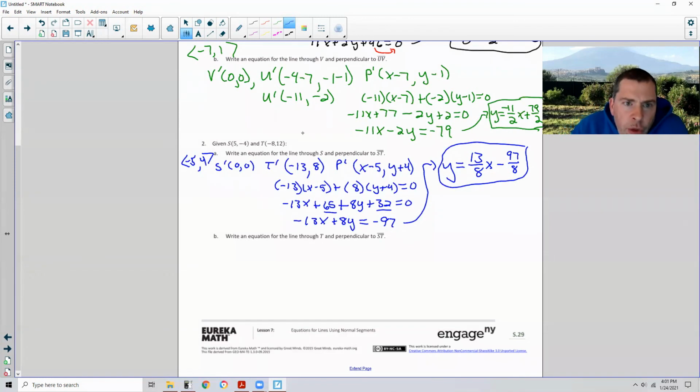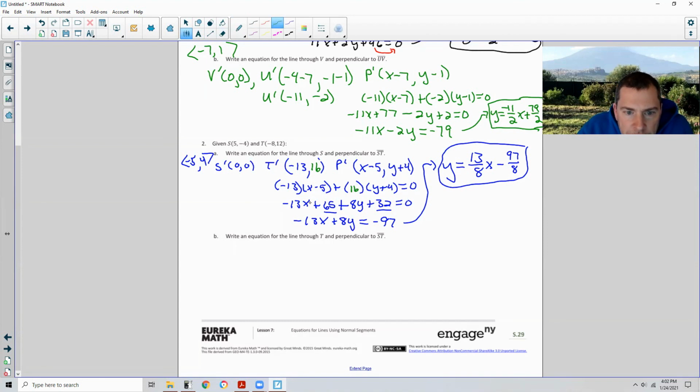Okay, and as always, I'll review my work, and unfortunately, I made a mistake here. So I want to subtract 5 and add 4. Subtracting 5 from negative 8 gives me negative 13, but adding 4 to 12 does not give me 8, it gives me 16. So I'm going to put my error in green. So that's going to be negative 13 and 16. x minus 5, y plus 4 is correct. So this is going to give me negative 13 times x minus 5 plus, this is not 8, it is 16. It's my 16 times my y.